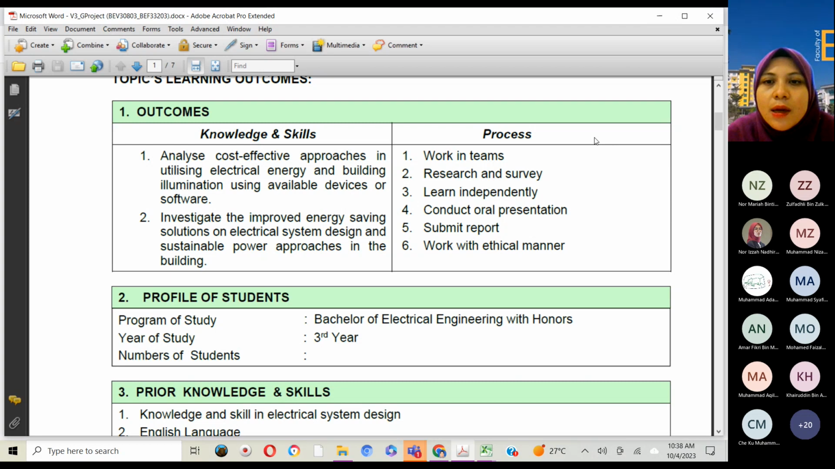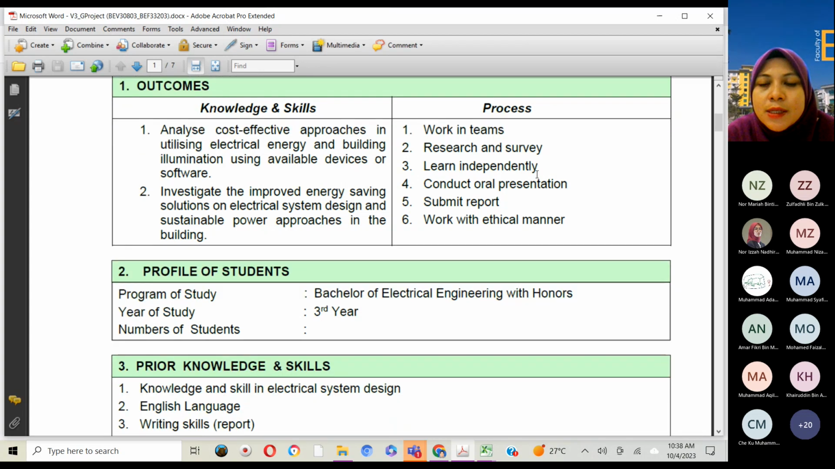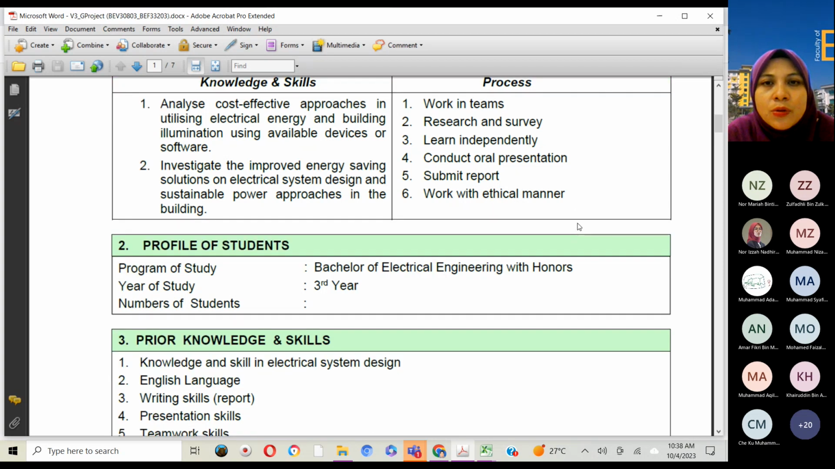Okay. And then the process there, for the project, of course lah, you have to work in teams. You have to do the research and survey. And of course, you have to learn independently lah, right? And this is not an oral presentation, it is more on the video presentation. And then you have to submit the report and work in an ethical manner. As I mentioned to all of you, please give commitment, contribution.